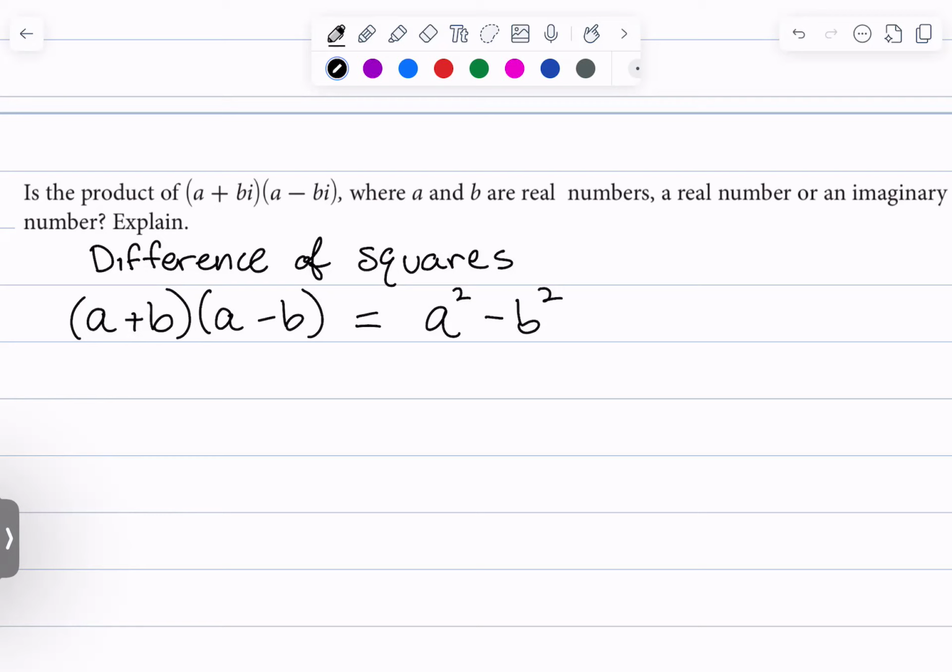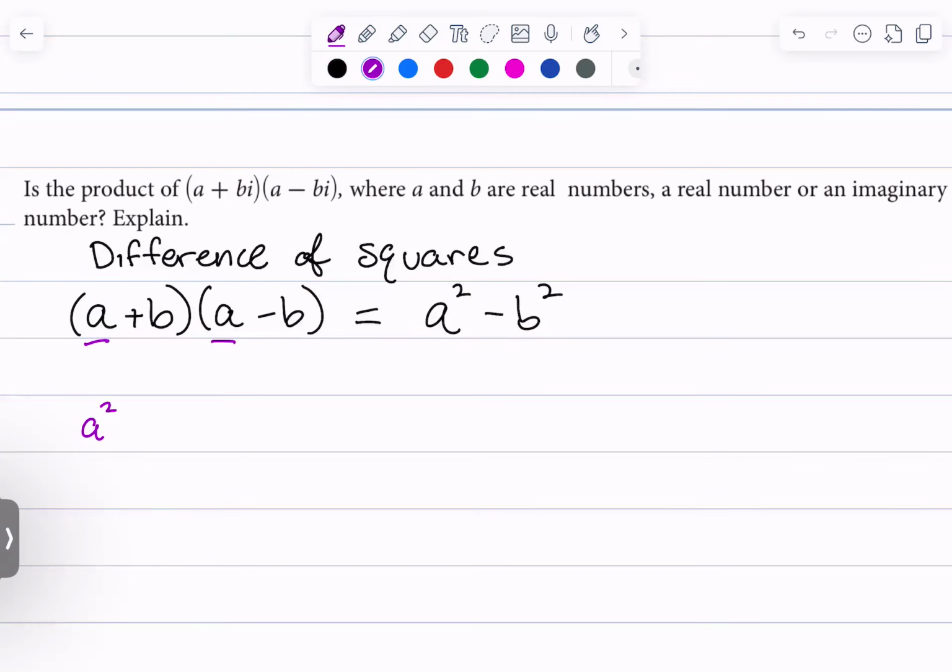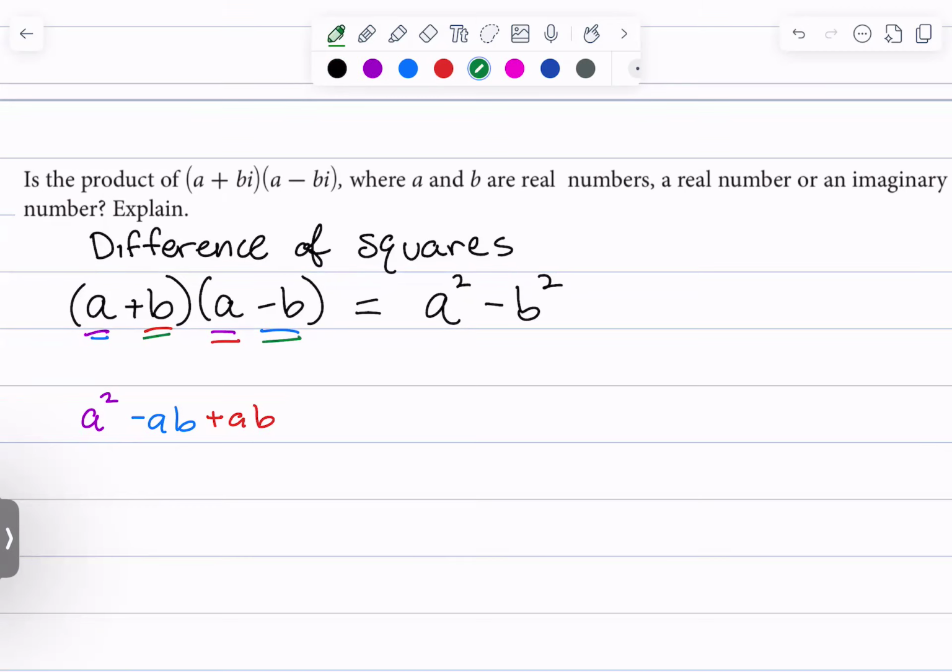So if I literally just multiply this out, it'll be a times a, which is a squared, a times negative b, which is negative ab, b times a, which is positive ab, and I would be left with b times negative b, which is negative b squared, right? So the negative ab and the positive ab, those two would cancel out, leaving me with a squared minus b squared, right?